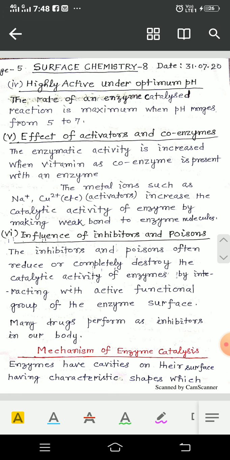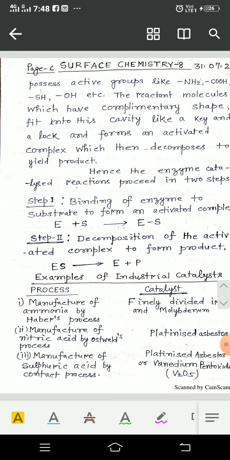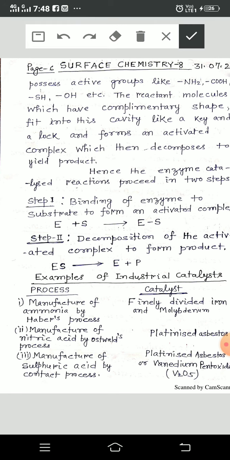Enzymes have cavities on their surface having characteristic shape which possess active groups like amino, carboxyl, SH, OH, etc. The reactant molecules which have complementary shape fit into this cavity like a key and a lock and form an activated complex which then decomposes to yield products.